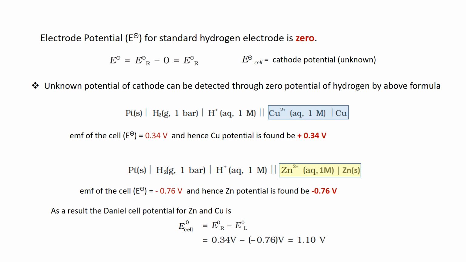Now we know the standard electrode potentials of zinc and copper. We know the formula: E cell is equal to E naught R minus E naught L. Substitute the values and we get the standard cell potential of the cell between the zinc and copper electrodes as 1.1 volt, which is maintained at unit concentration. That is, we maintain 1 molar concentration of zinc ion and 1 molar concentration of copper ion in the two compartments, then the resultant cell potential will be 1.1 volt.